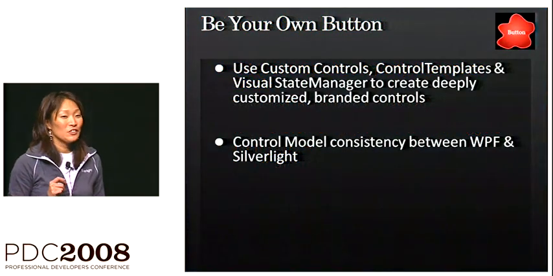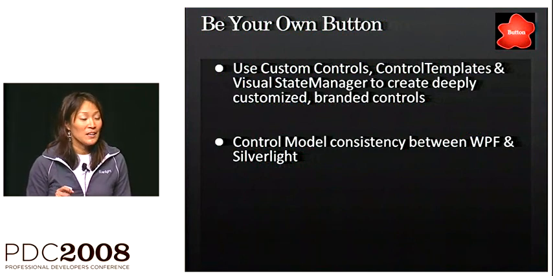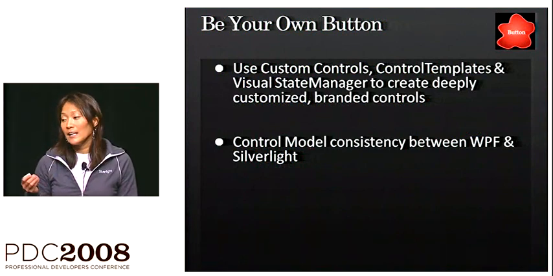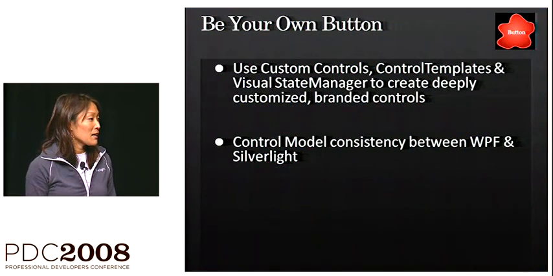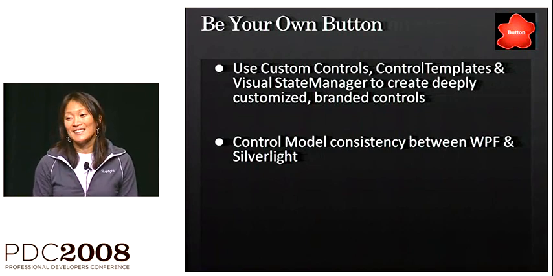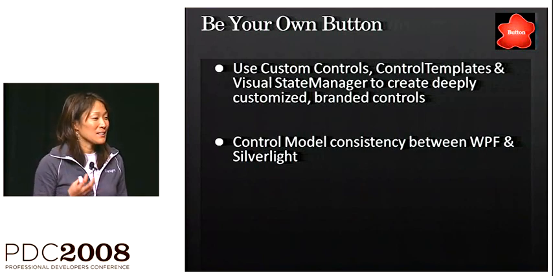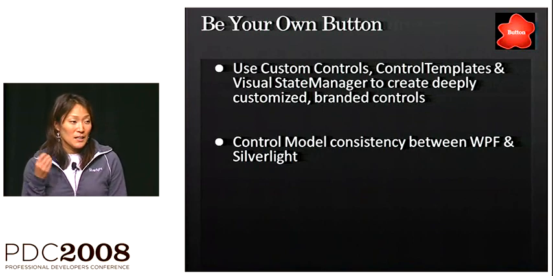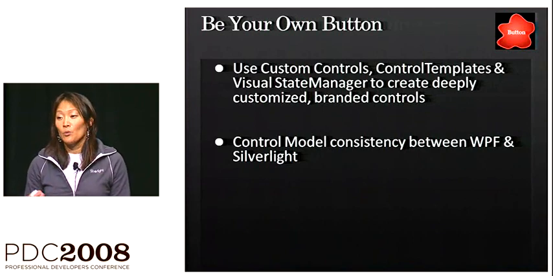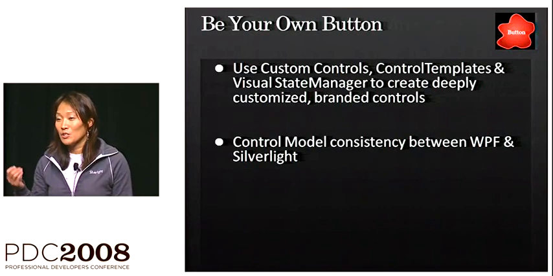Okay, so hopefully you learned a bunch today about the Silverlight 2 control model, and that you saw that it's very easy to use custom controls, control templates, Visual State Manager, and the parts and states model in order to build up your own button and also be able to have that rich, branded experience on your websites. And finally, that in WPF and in Silverlight, we are kind of 90% there as far as having the same control model.